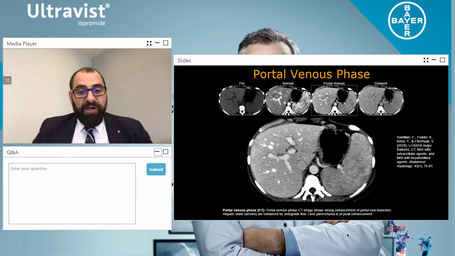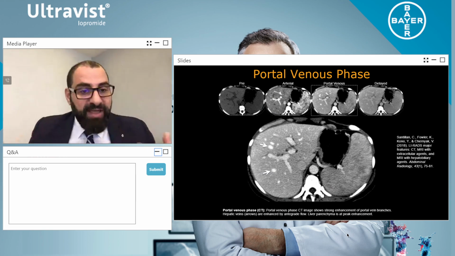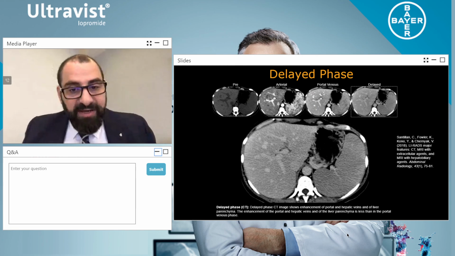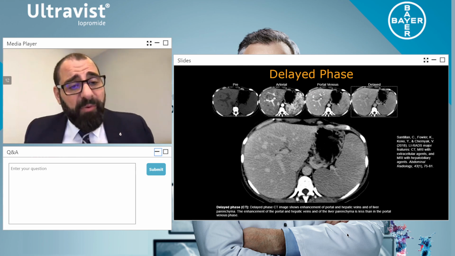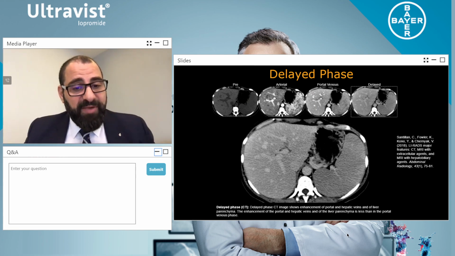And then here, when we talk about the delayed phase, this is where, at 10 minutes, I like to have good distribution of contrast media. Now, remember, in this case, as you can see, there's high density in the liver. This is because this is a fatty liver. This is why it's more important that beyond 8 minutes, you should do your delayed phase, so you can have enough time for the contrast to go in and come out.